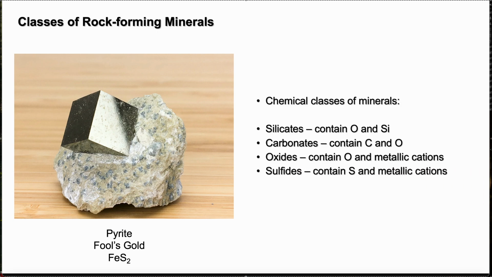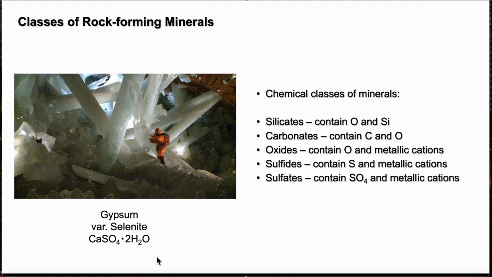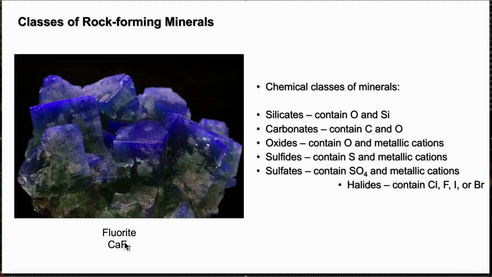Sulfides contain sulfur and a metallic cation. Our example here is pyrite, also known as fool's gold. It commonly comes in this cubic form. It is an FeS2 mineral. Sulfates contain the sulfate radical and metallic cations. Our example here is gypsum, variety selenite, from the famous Crystal Cave in Mexico. This has a formula of CaSO4 with 2 water molecules.